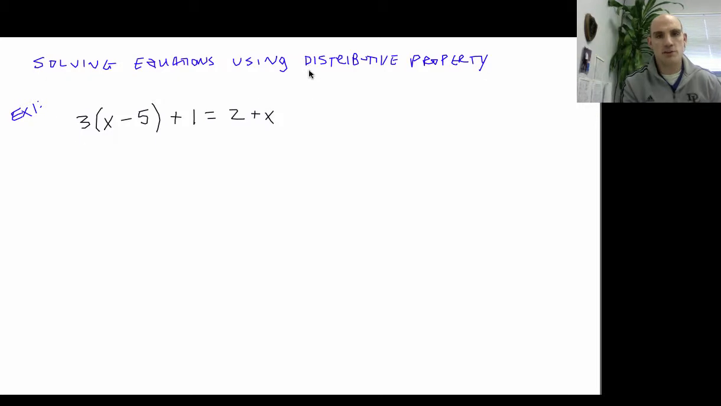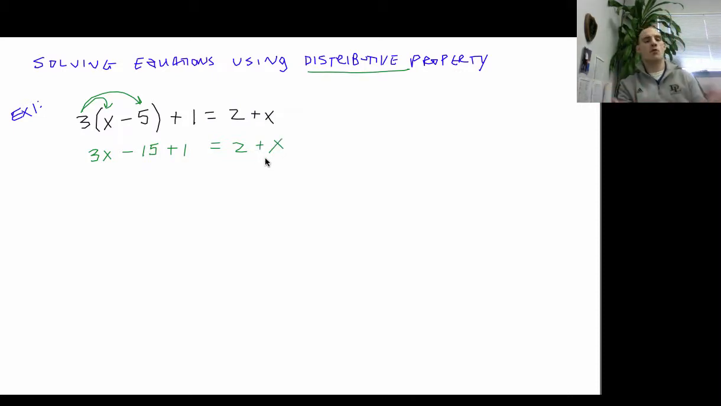And so because we're using the distributive property, I am going to use the distributive property. So 3 times x would be 3x minus 3 times 5, which would be 15. Actually, rewrite the rest of it: 2 plus x. Now I've got something that's a little bit more manageable.